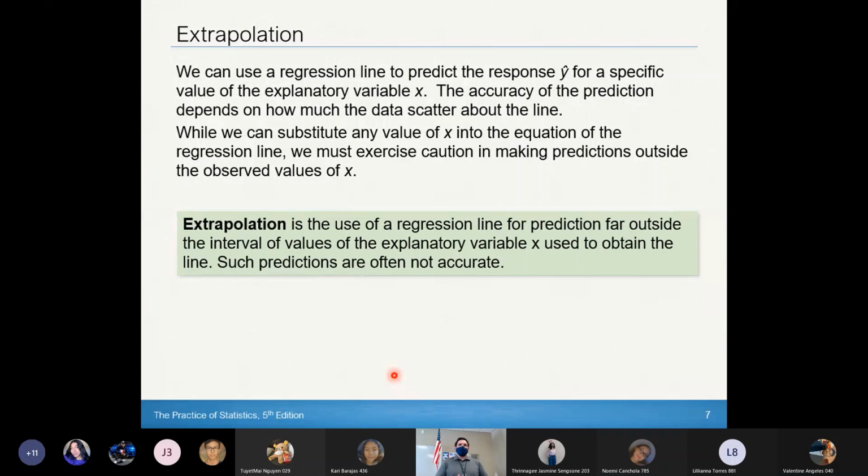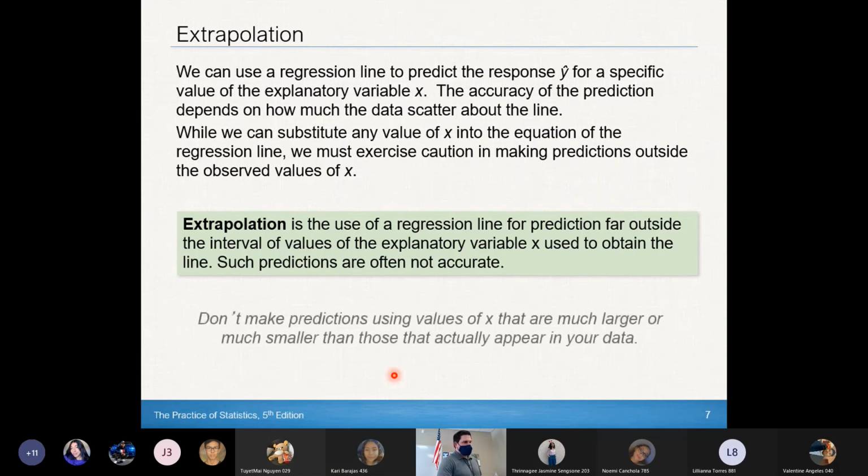Extrapolation is the use of a regression line for prediction far outside the interval of values of the explanatory variable x used to obtain the line. Such predictions are often not accurate. Don't make predictions using values of x that are much larger or much smaller than those that actually appear in your data. If they're close, it's probably okay. It could be pretty close. The farther away you get from your actual data set, the riskier it is to use your regression model.